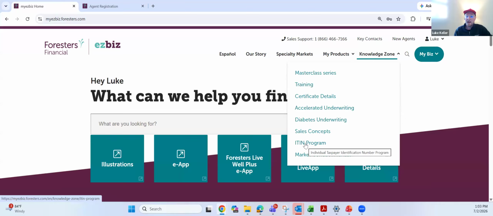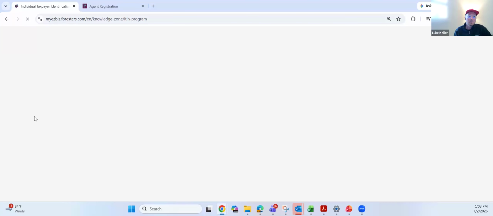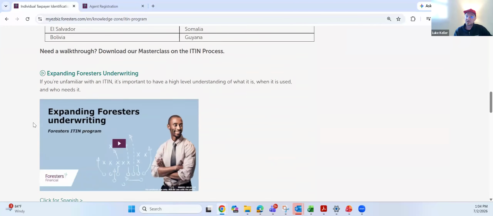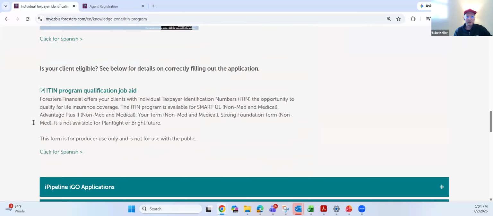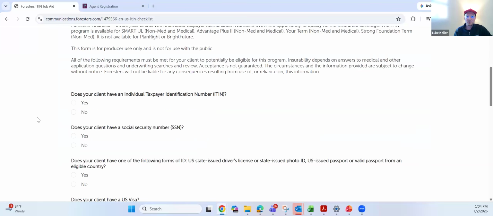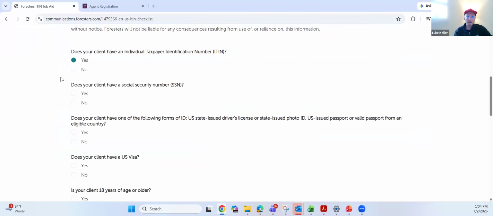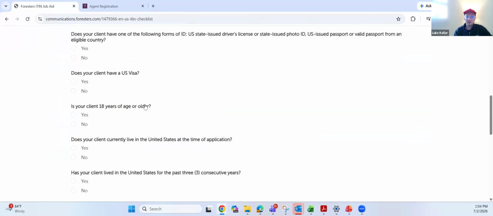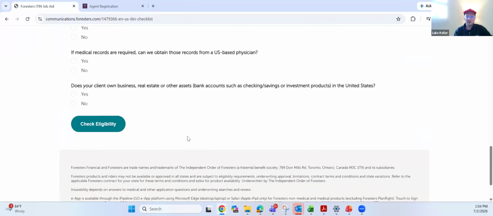Our ITIN program, anything that you want to know about that is in here, including a job aid. The job aid is great. Actually, I'll show you that here. This is one of my favorite things about our ITIN page. Tons of good information in here. It tells you exactly what we will and won't take. But right here, this job aid at the bottom makes your life so easy. Basic information: do they have an ITIN number? Yes. Social, yes or no. What kind of visa, any of this information. You just select yes or no, pop in a couple of quick pieces of info, and you can check their eligibility right from the website. That's an awesome tool for you guys to use.